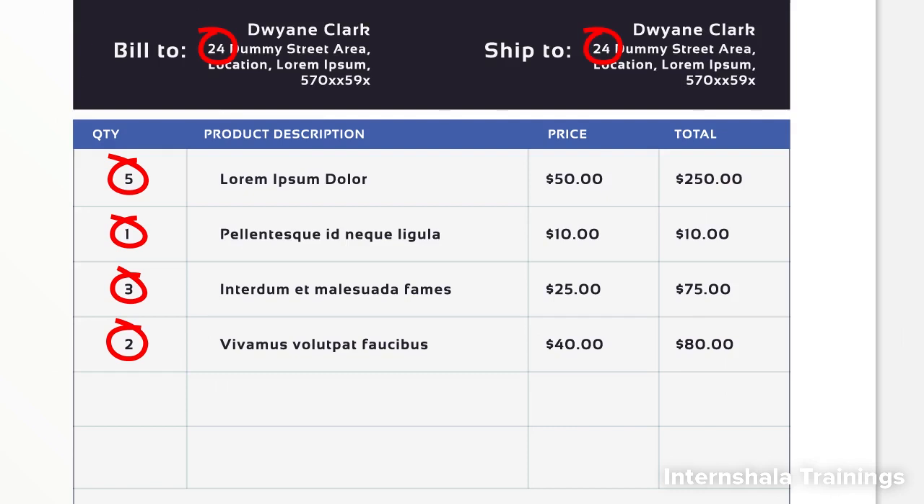Are you wondering why the price is not circled as an integer data type? Look closely at the two columns, price and total. The numbers here are in decimal format, 50.00 for example. So this will fall under the float data type.